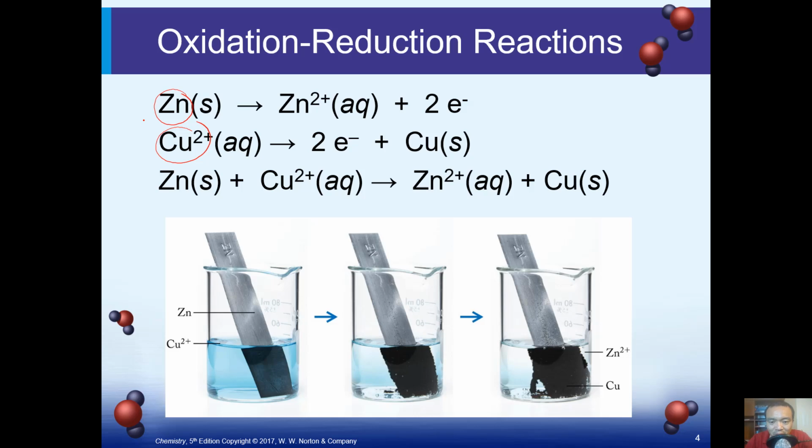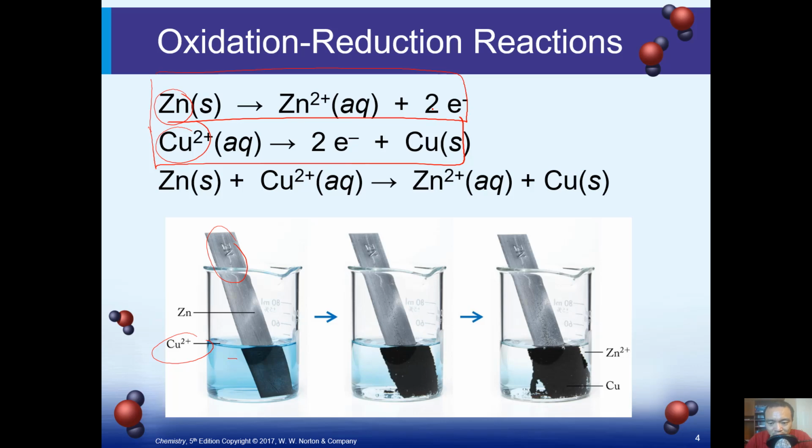When a zinc metal strip is placed into the solution containing copper 2 ions, so that's the zinc strip, it's placed into the copper 2 solution. We could write these as half reactions, the first half reaction and the second half reaction. This process occurs spontaneously at the surface of the zinc metal strip.